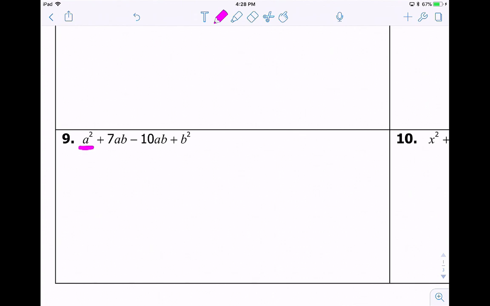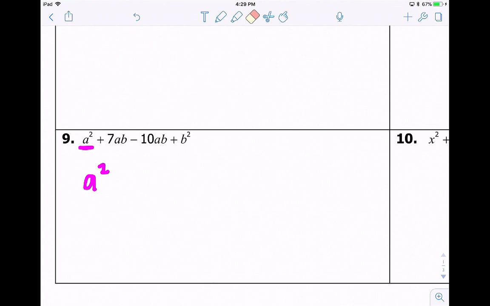So I don't see any other a squared, so I'm going to write that and just leave it a squared. Again, that is technically 1a squared, so you could write that if you want. Normally, we would not write that one, but you might see it like that. So that is a squared or 1a squared.